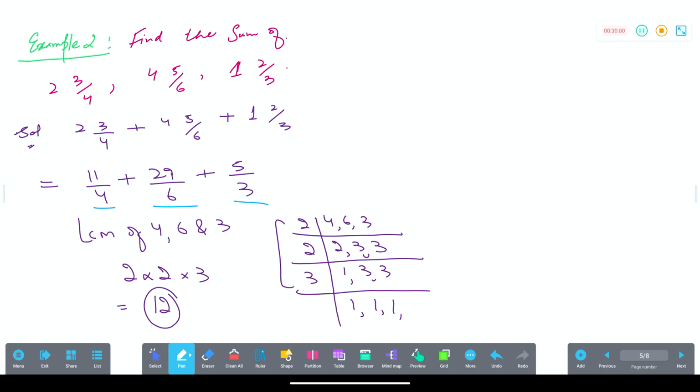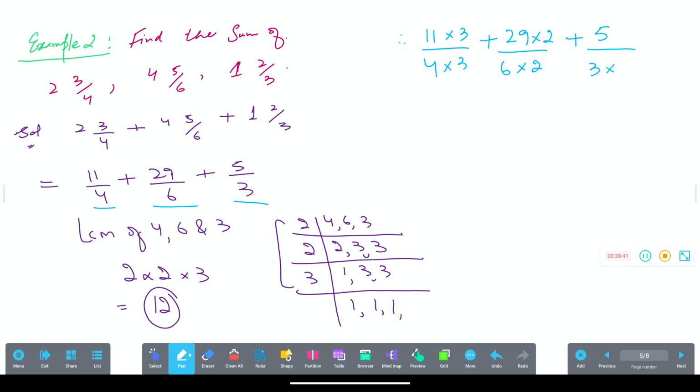Now I'm carrying on. Therefore, 11 by 4. Now how to convert 4 into its LCM, that is 12? 4 into 3 is 12. If you have multiplied the denominator by 3, you have to multiply the numerator by 3 to balance things. Plus, second, 29 by 6. What will I multiply to 6 so that it will become 12? 2, at the bottom and at the top. Now plus, next is 5 by 3. You need to multiply 4 to 3 to make it 12, and at the top 4 again.